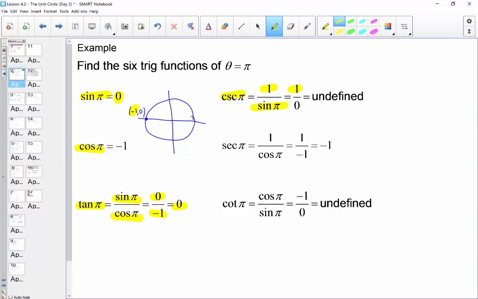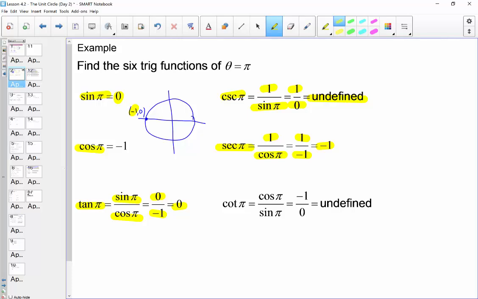Now the cosecant is 1 over the sine of pi, another trig identity we just learned. But the sine of pi is 0. But anything divided by 0 is undefined. So there is no trigonometric function at cosecant of pi. The secant of pi, we learned that that's equal to 1 over the cosine of theta, or 1 over the cosine of pi in this case. So that's 1 over the cosine of pi, which again is -1. 1 over -1 is -1.